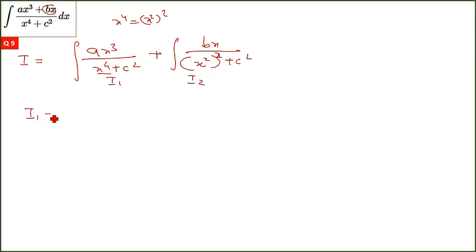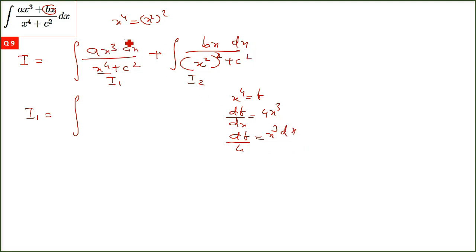So this I1 will be something like this. I'm taking this x to the power 4 as t. So dt by dx will be equal to 4x cube. That means dt by 4 is x cube dx, because we have x cube in the numerator. That's why we wanted it. So this x cube dx can be replaced by dt by 4. So dt by 4 I'm taking outside. A is already there, so a by 4.